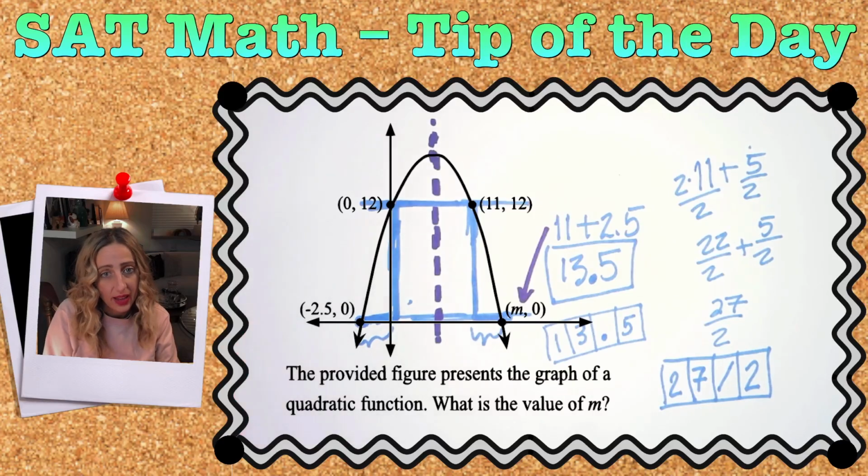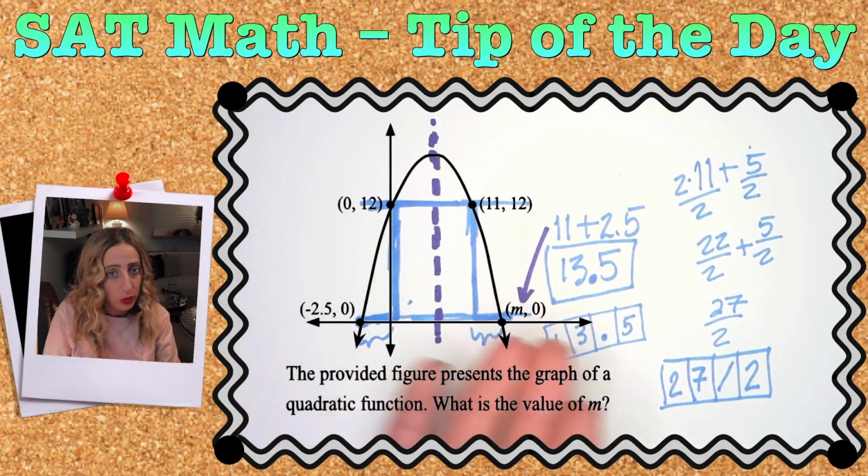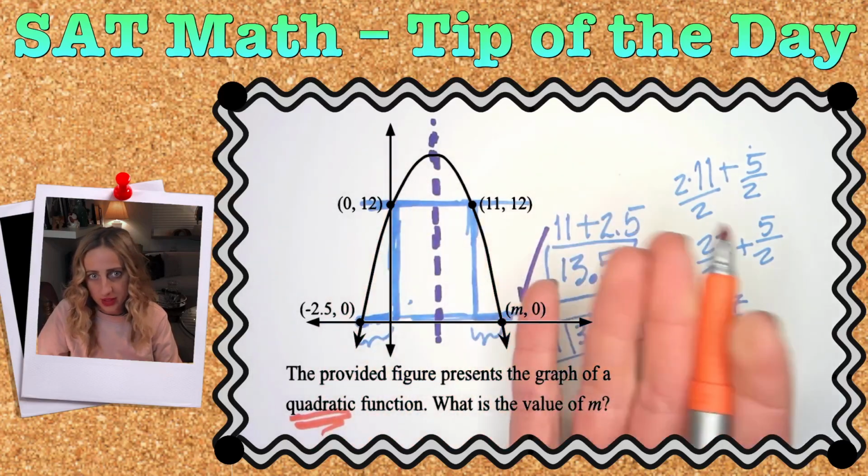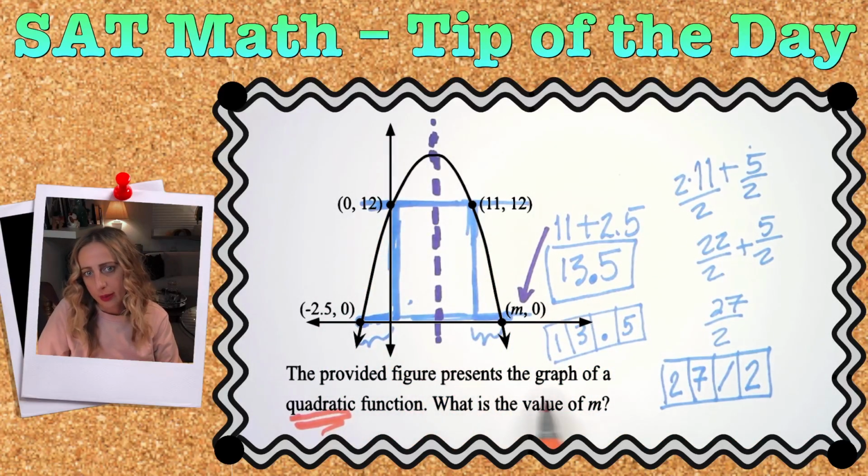I hope you found that explanation helpful, and we didn't even read the question. We just did it. So now it says the provided figure presents the graph of a quadratic function. A quadratic function, that right there is the key word. They're going to tell you that. It's the SAT. It's not like they're trying to really trick you, but they are going to provide you with the mathematical details you need in order to make solving it possible. It's a quadratic function, so that's why I said it would have this symmetry. Boom, there you go. What is the value of m? Well, we did it. We anticipated the question before we even read the question.